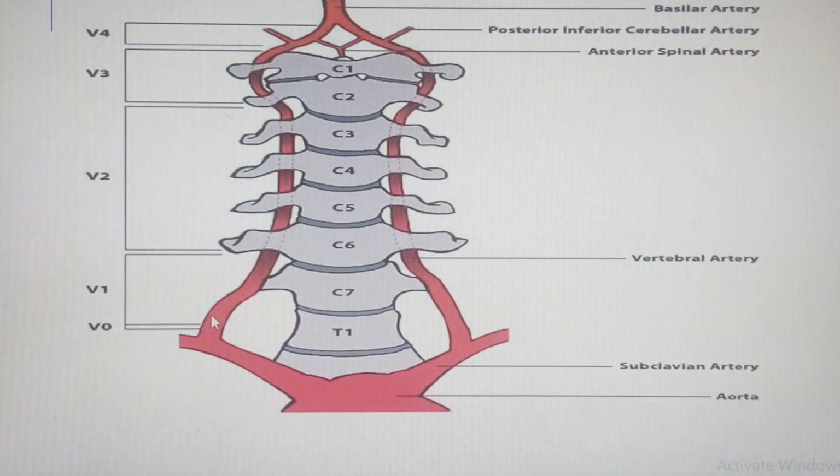So this is the vertebral or preforaminal part of the vertebral artery. Now you can see that it ascends upwards and then goes through these foramina to become the second part. Okay, to become the second part.